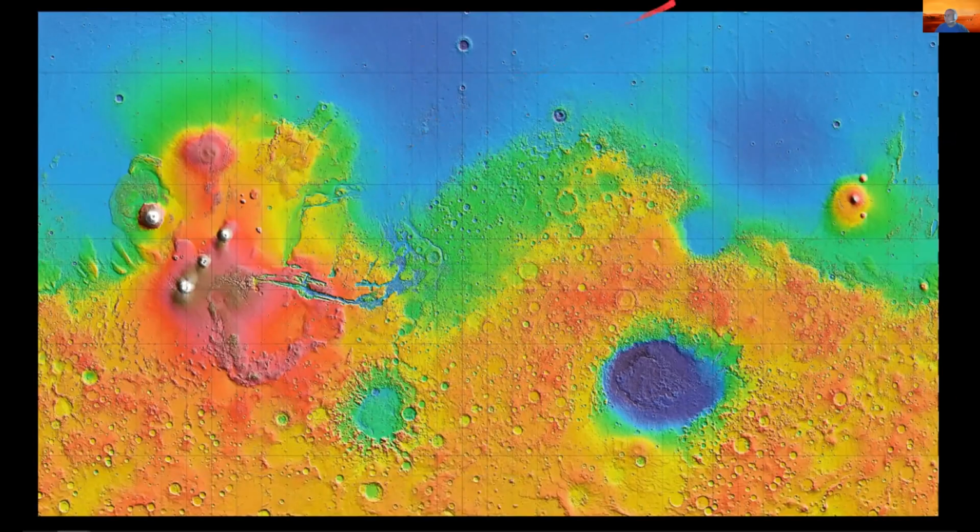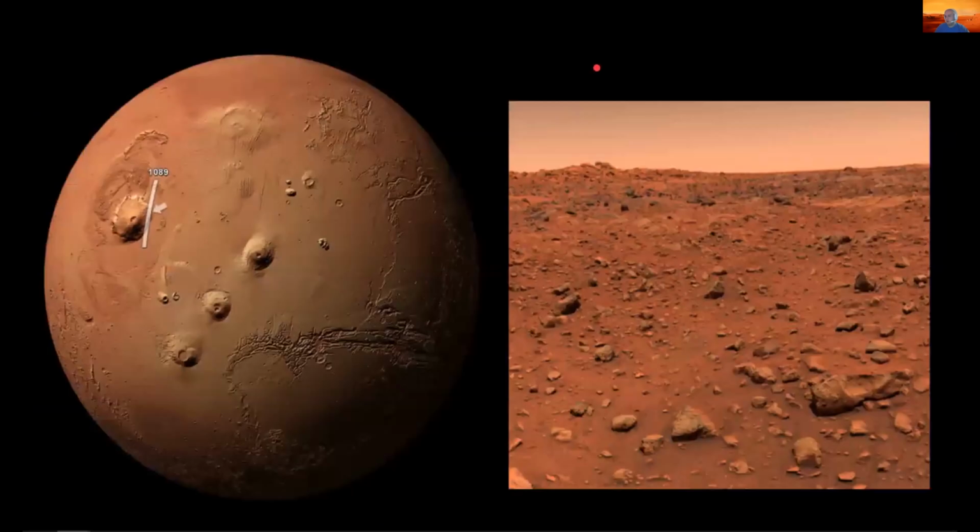All right, and oh yeah, then I also have this picture, which shows you what it really looks like in its spherical form. You see Olympus Mons, the three other mountains, and the Valles Marineris across here.